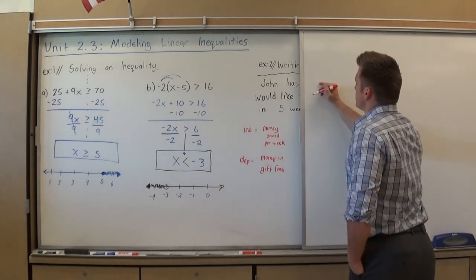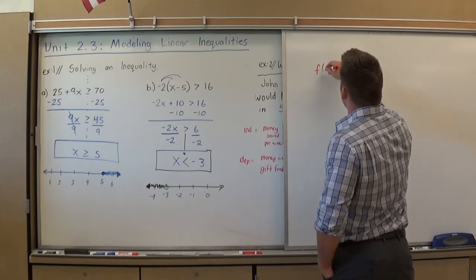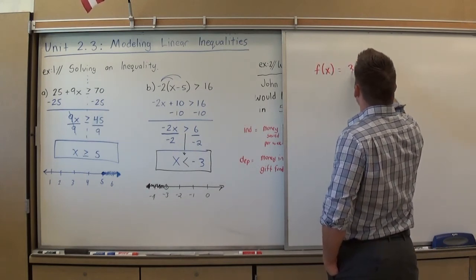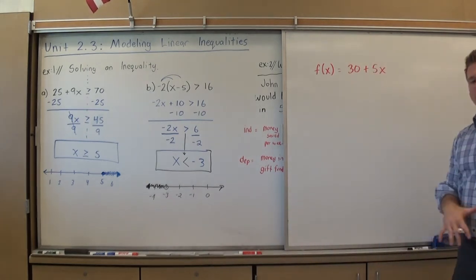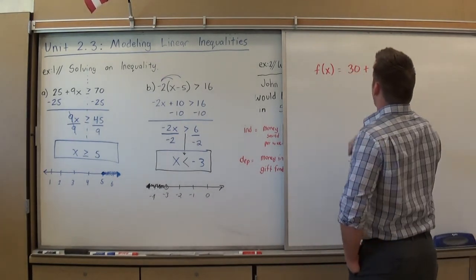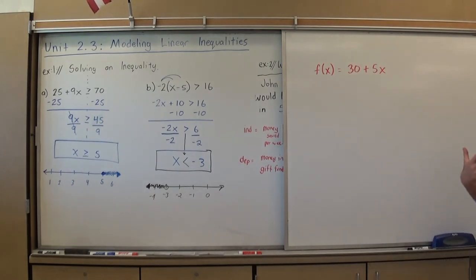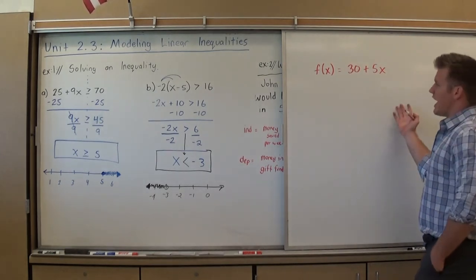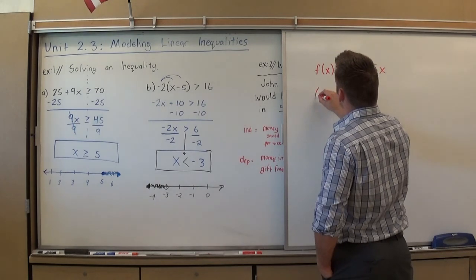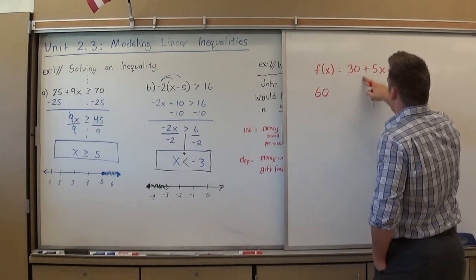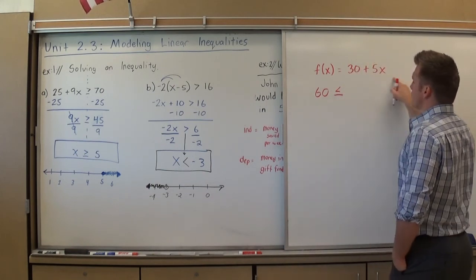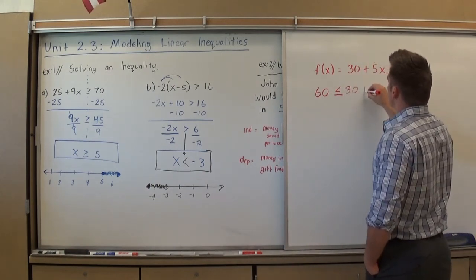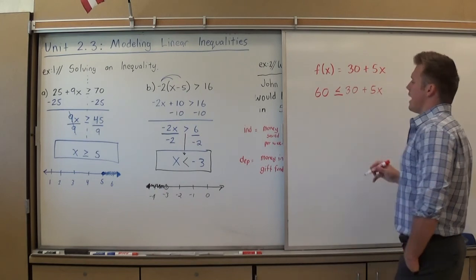So the function was f of x equals 30 plus 5x. If you ever want to get an actual answer for an inequality, then I have to turn it into that. Well, I want the output to be 60, and I want the actual amount he saves to be greater than or equal to 60. I want the function itself to be greater than or equal to 60. So I rewrite it now as an inequality.